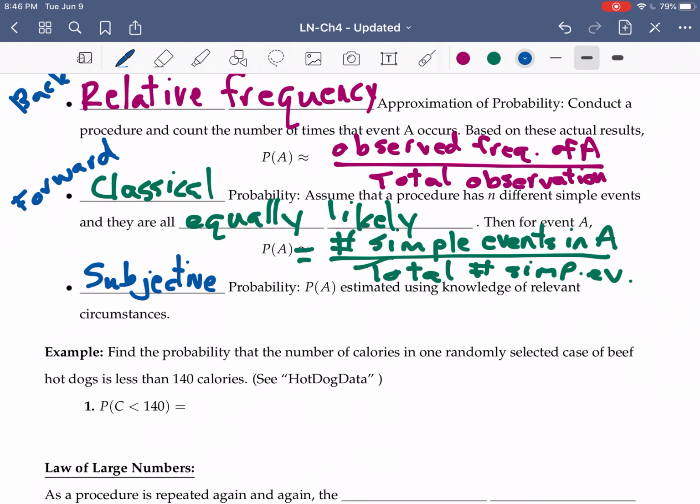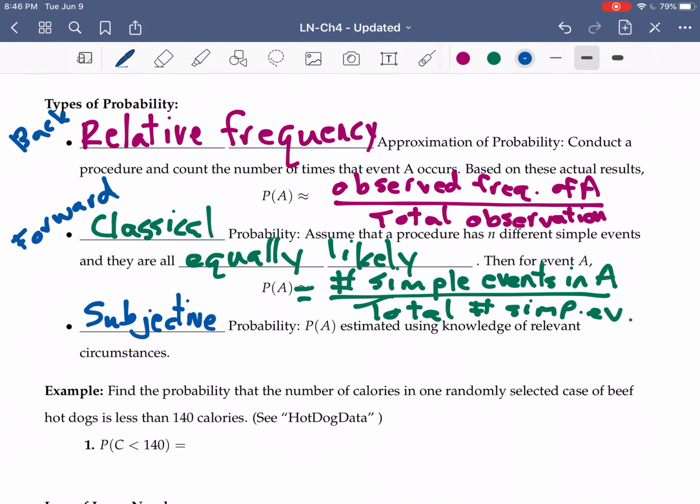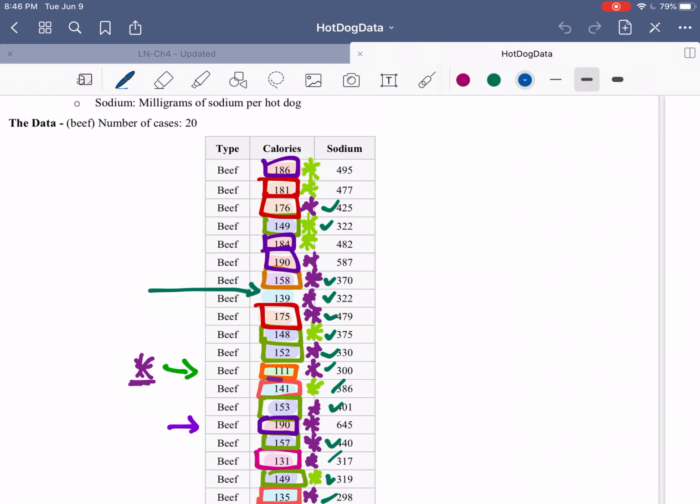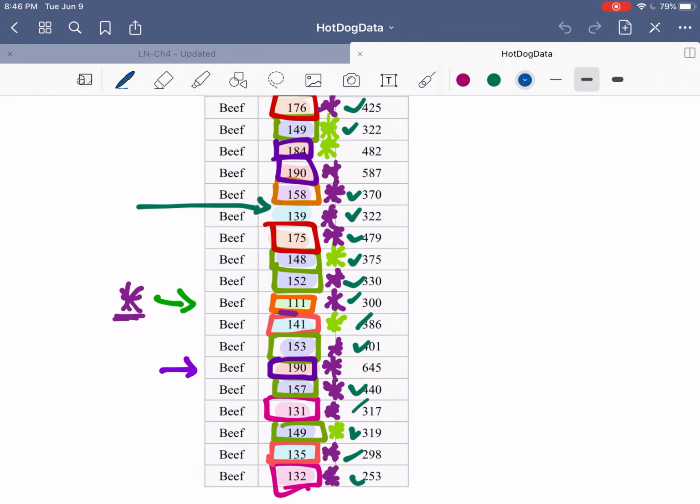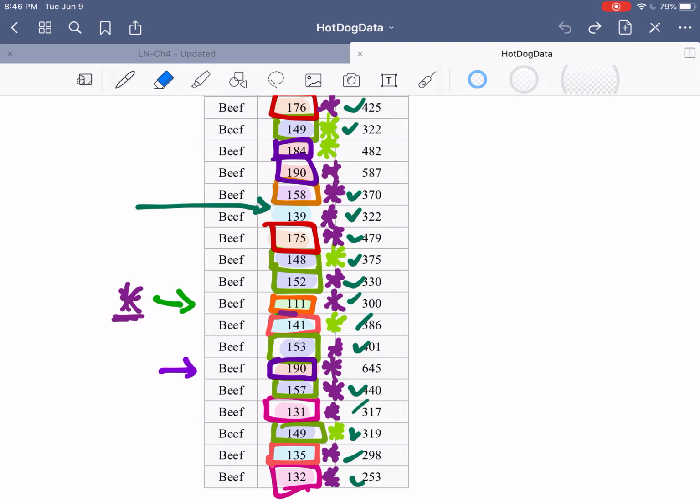All right, so let's look at an example. Our example is: find the probability that the number of calories in one randomly selected case of beef hot dogs is less than 140 calories. So we're going to go back and look at that hot dog data. We want to know what's the probability it is less than 140.